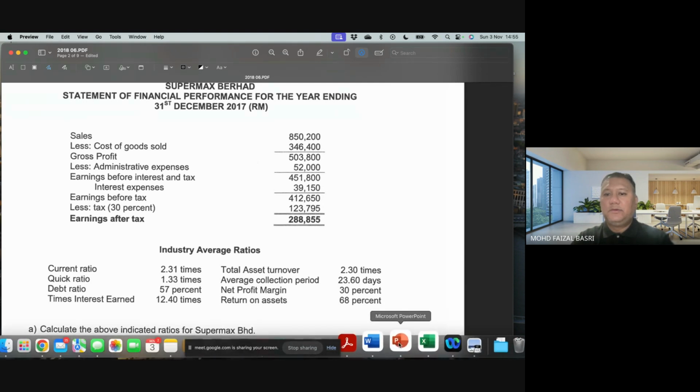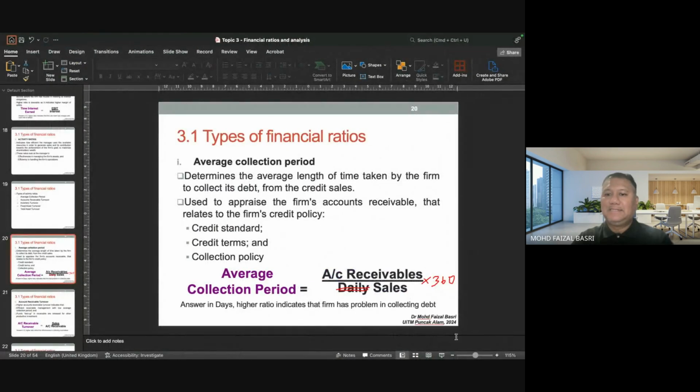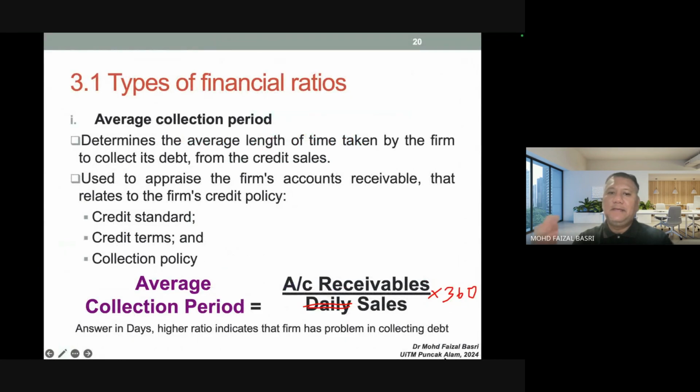Okay, so that's ACP. Okay, ACP, the lower the better. In the case of Supermax just now, they have a higher, or longer, ACP as compared to the industry average. Okay, just like I said, we cannot use the word problem.